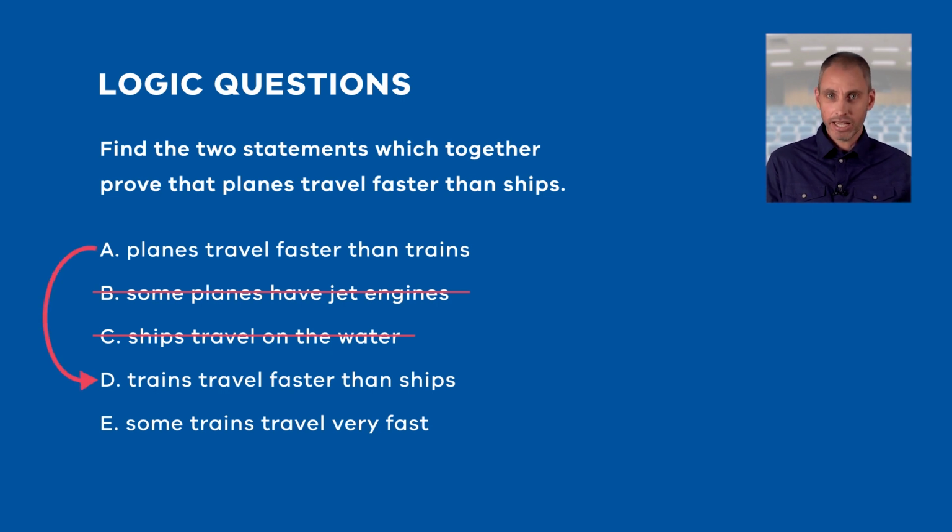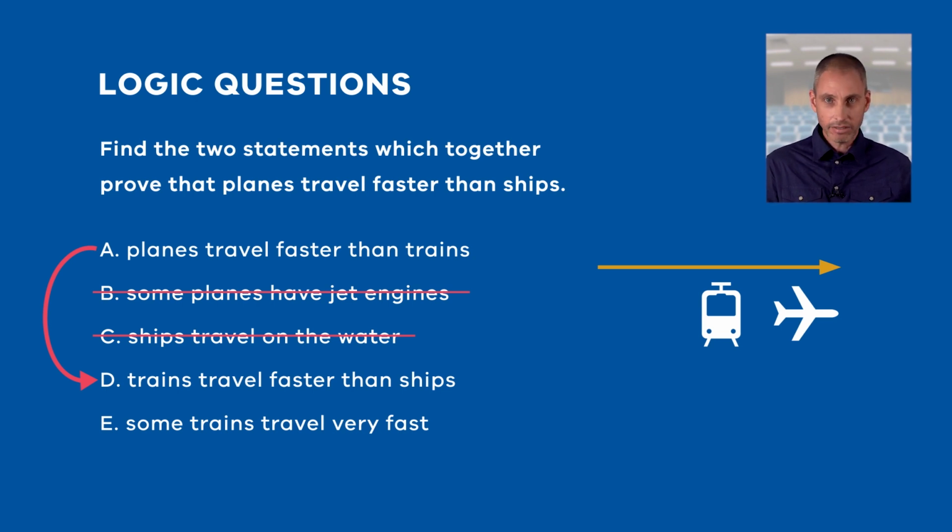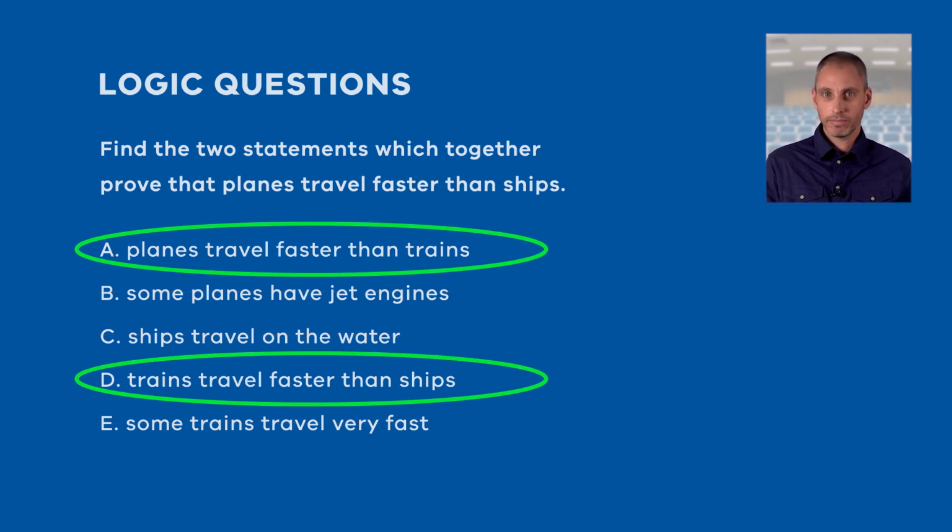For the same reason, we can eliminate the statement, "Ships travel on water." There are no statements about water to pair this with. Statements A and D have similar information. They both mention trains and make a comparison about how fast they travel. If we pair them, we can prove that planes travel faster than ships. If planes travel faster than trains, and trains travel faster than ships, then planes must travel faster than ships. Looking at option E, while it provides us with information about trains, there's no other information we can use to pair it with another statement. So the correct answers are A and D.